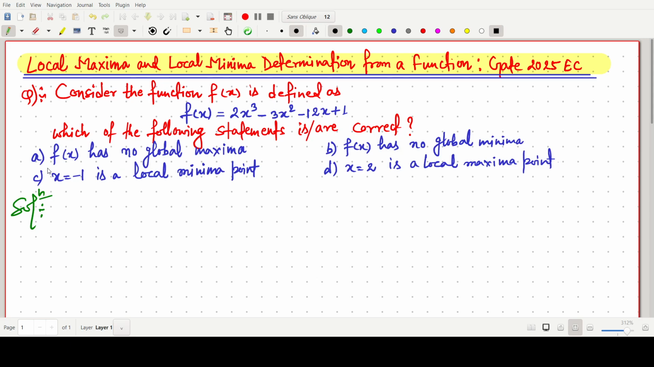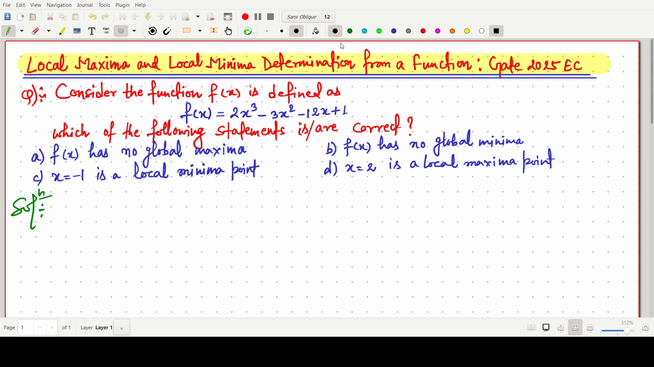Option A, f(x) has no global maxima. Option B, f(x) has no global minima. Option C, x = -1 is a local minima point. And option D, x = 2 is a local maxima point. So this is the question.